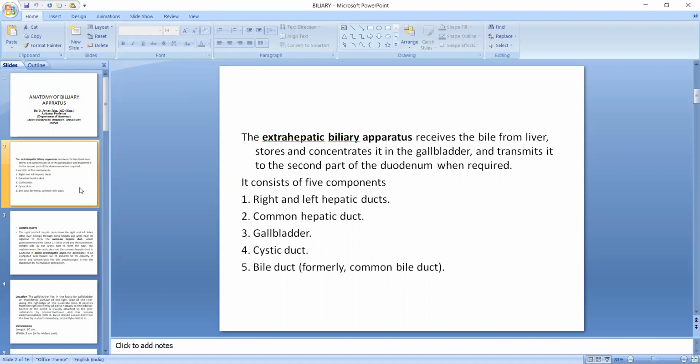The extrahepatic biliary apparatus receives the bile from the liver, stores and concentrates it in the gallbladder, and transmits it to the second part of the duodenum when it is required. It consists of five components: the right and left hepatic ducts, common hepatic duct, gallbladder, cystic duct, and bile duct, formerly known as the common bile duct.